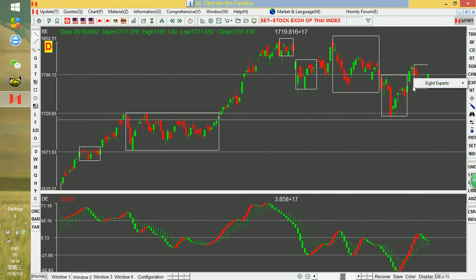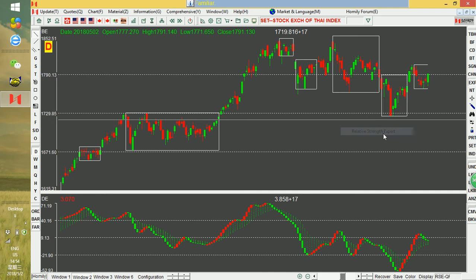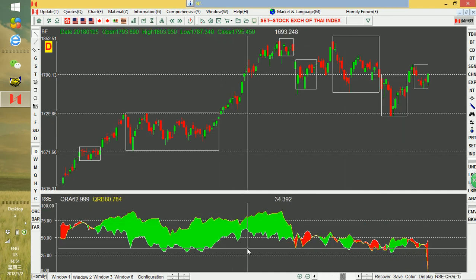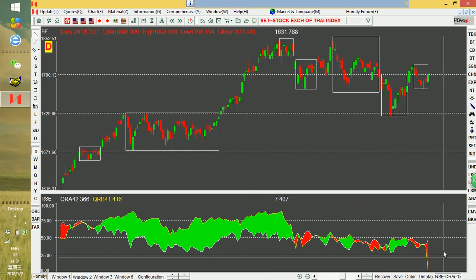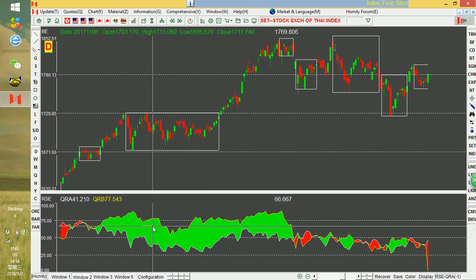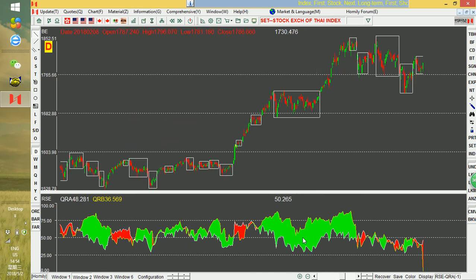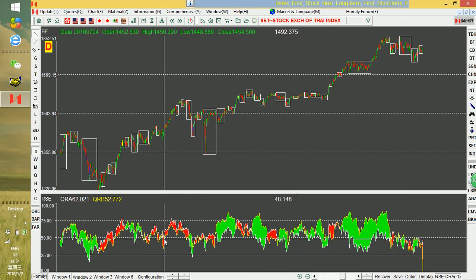Just an introduction. And this one is the relative strength bird. It's just telling you, compared to the index, is this stock strong or weak? The green one means weak, and the red one means strong. So for example, when the indicator shows red, that means this stock is actually stronger than the index at this period of time.